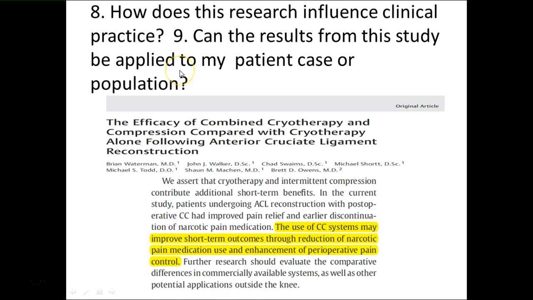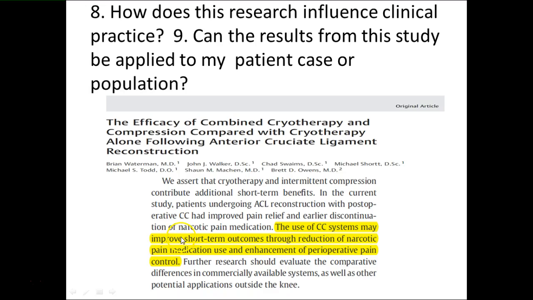So that goes back to the clinical applicability of the study. And so in the end, the authors summarize by saying the use of cryocuff systems may improve short-term outcomes through reduction of narcotic pain medication use and enhancement of perioperative pain control. So what they're saying is that in the short term, ICE is a good clinical tool to use in patients post-operatively who've had ACL reconstruction, but they don't know anything about the long-term effects.